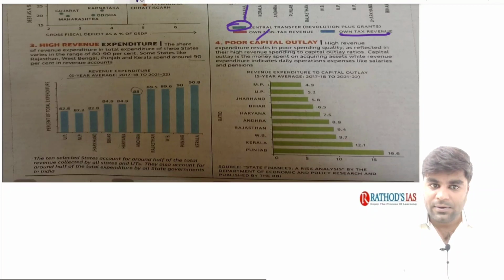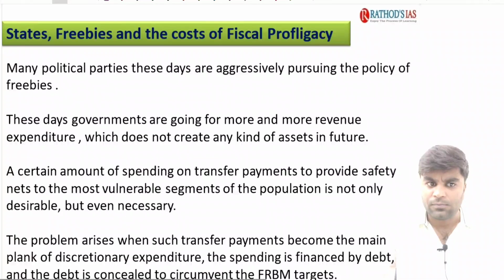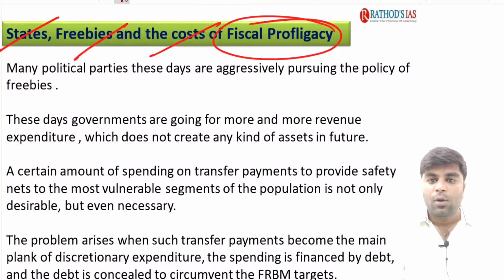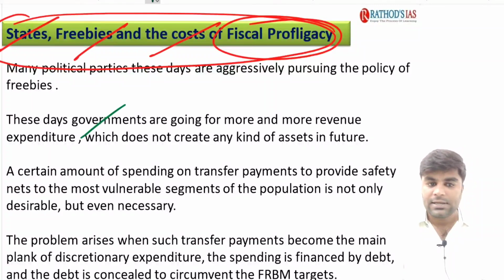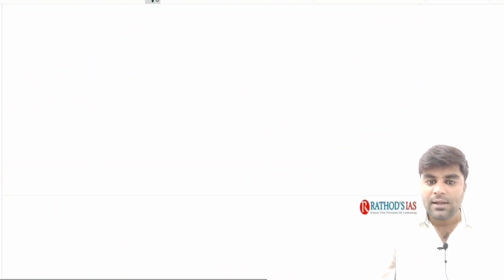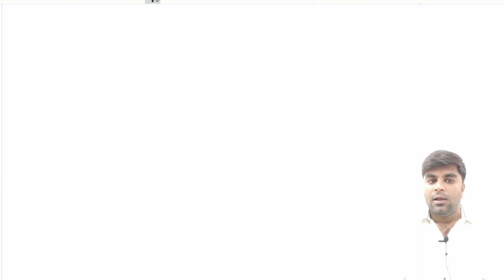Now when it comes to the revenue expenditure, we are going to discuss the next topic, which is very much important for us. See, try to understand. We will discuss and we will use that data too. The topic is states, freebies and cost of the fiscal profit, right? These days the state finances are getting deteriorated, guys. So this is all about that particular news article. See guys, we will discuss the topic in its entirety. First of all, you need to understand the difference between revenue expenditure.